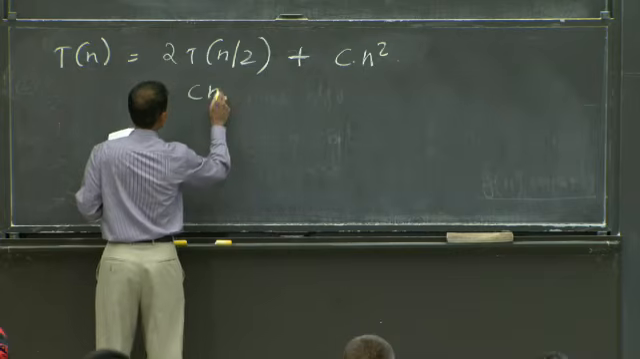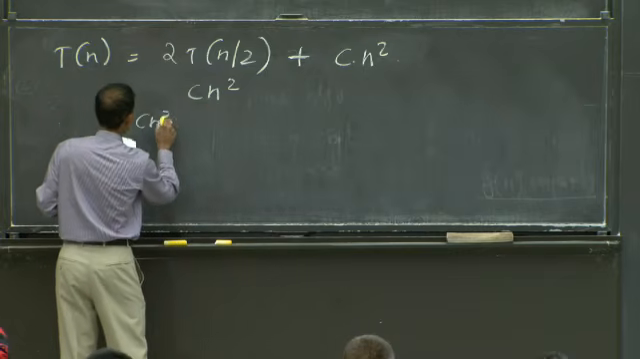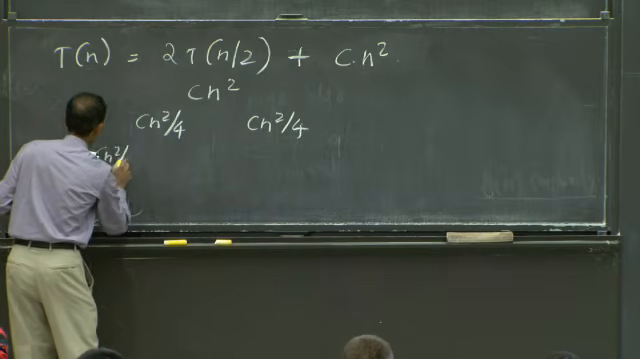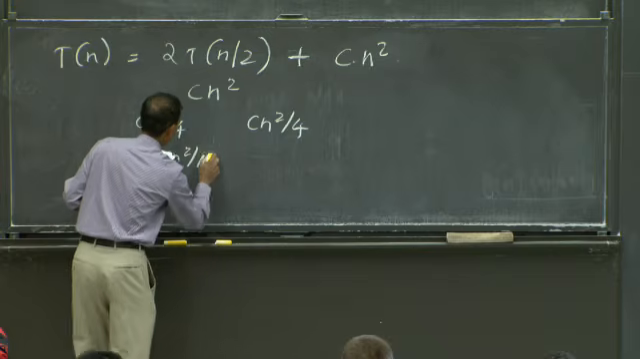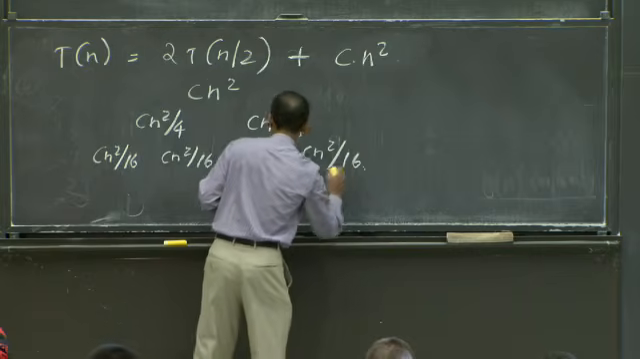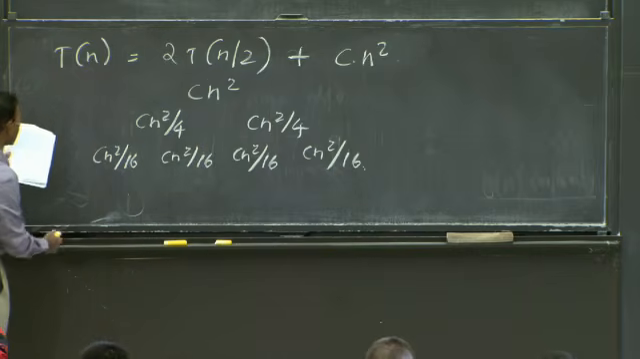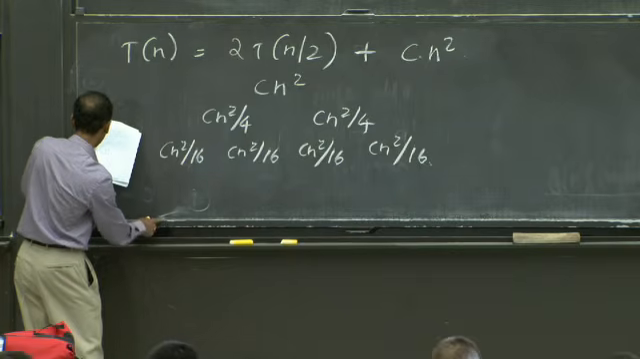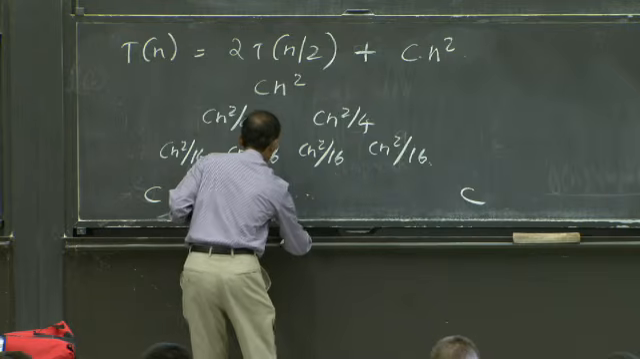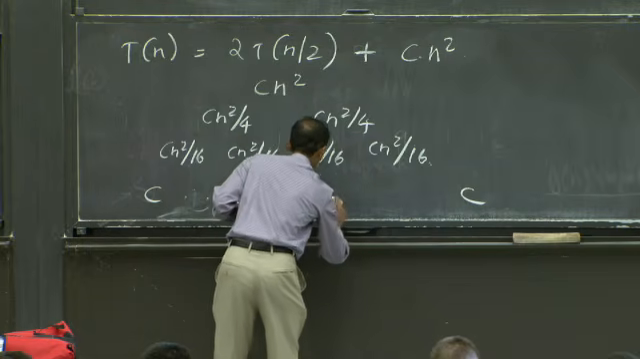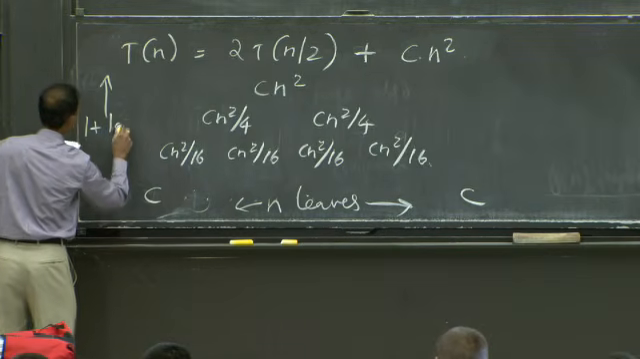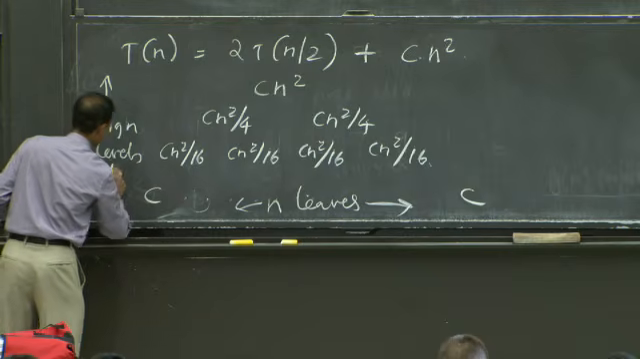Well, it looks kind of the same, obviously. You have cn squared. You have cn squared divided by 4, cn squared divided by 4, cn squared divided by 16, 4 times. Looking a little bit different from the other one. The levels and the leaves are exactly the same. Eventually, n is going to go down to 1. So you will see c all the way here, and you're going to have n leaves. And you will have, as before, 1 plus log n levels. Everything is the same.